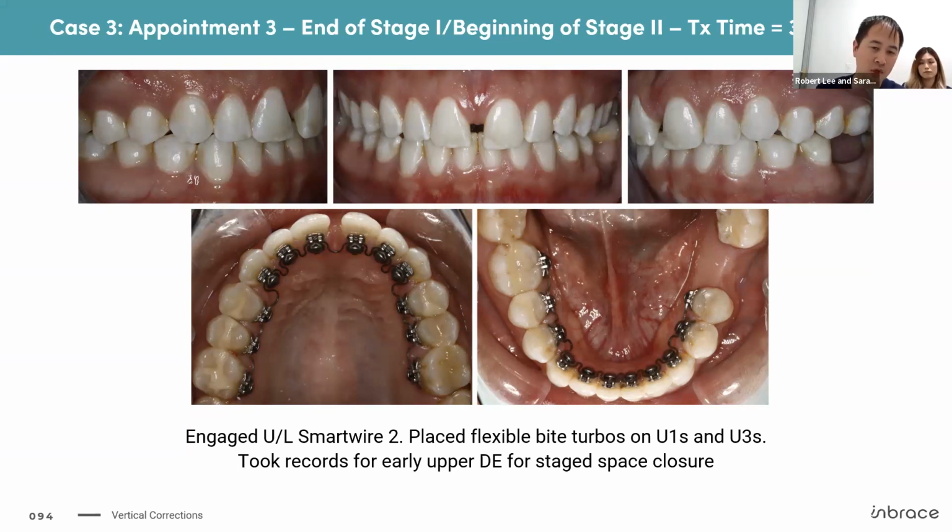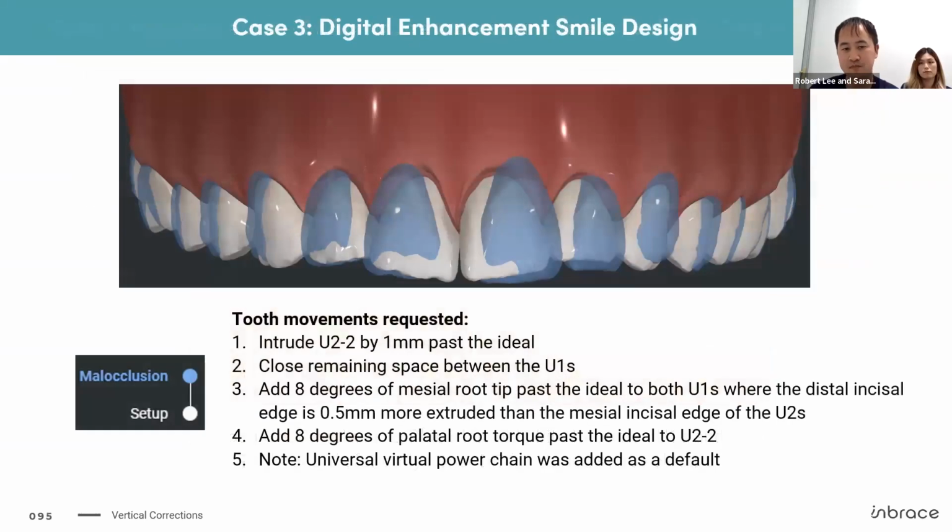Even though SmartWire 2 hasn't expressed fully yet, I know it's still going to express another millimeter or 2, and I really want to try to get this going as efficiently as possible. You could also wait until after the upper SmartWire 2 has expressed. So it's either this appointment or the next appointment that you submit for an early DE for stage space closure. At this appointment, I'm already projecting that there's going to be another millimeter closing, so you can go ahead and close the remaining space.